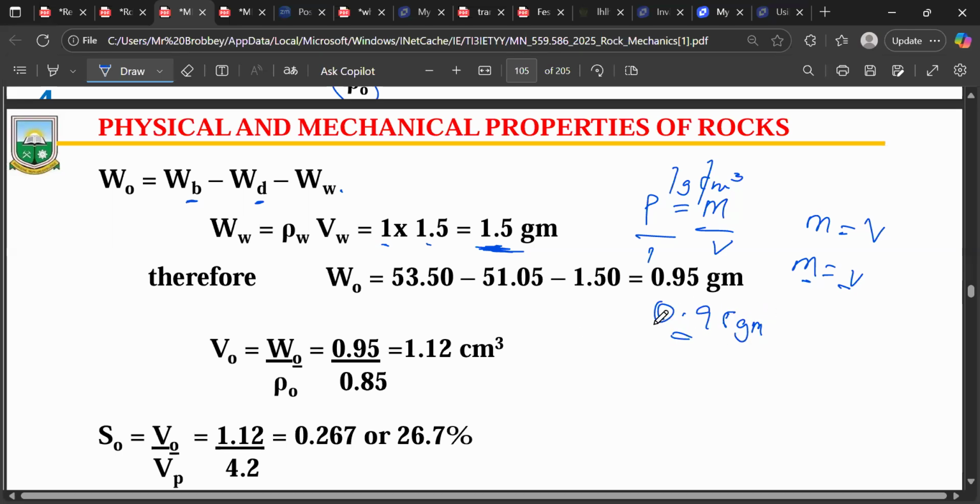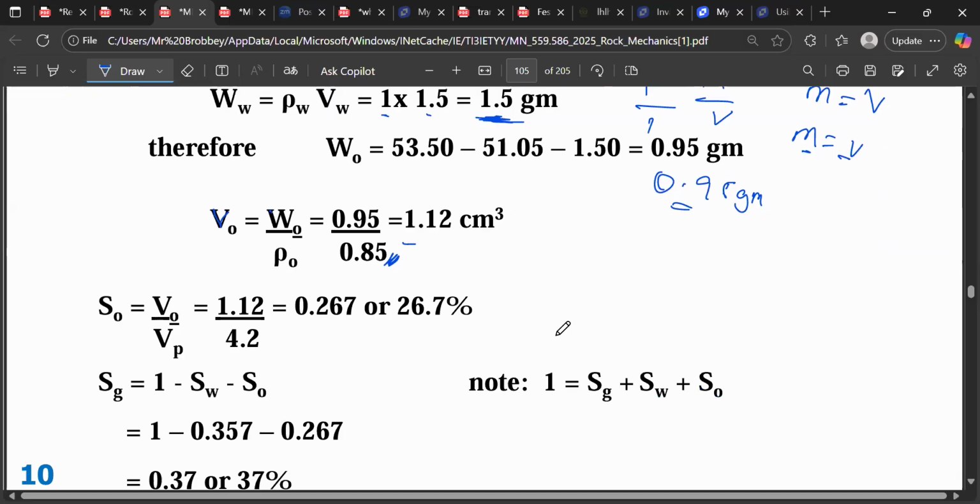Now that we have the weight, we can go and play with the formula, which says that the volume of the oil is equal to the weight of the oil over the density. Now we were given the density to be 0.85, and we got the weight of the oil to be 0.95 grams. When we do the division, we are going to get 1.12 centimeter cube. So the oil contains 1.1 centimeter cube. Very well. Now we can go on to find the saturation of the oil.